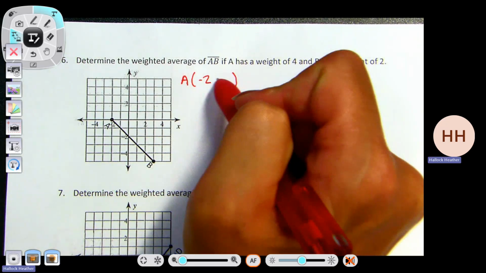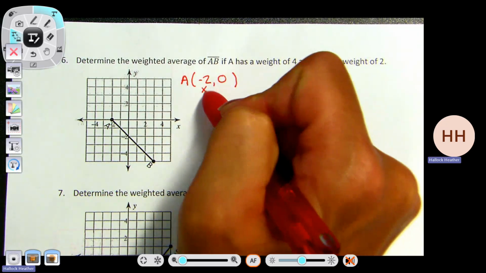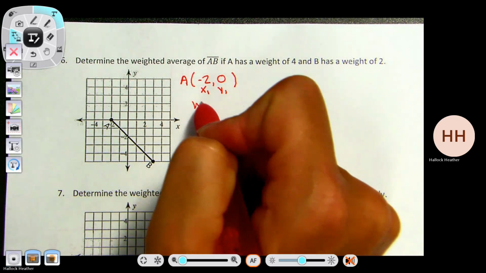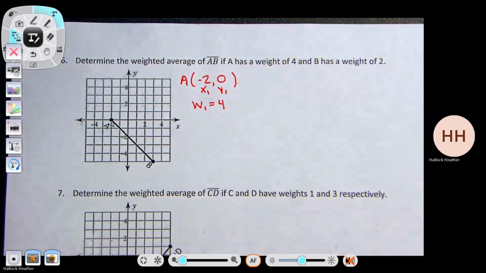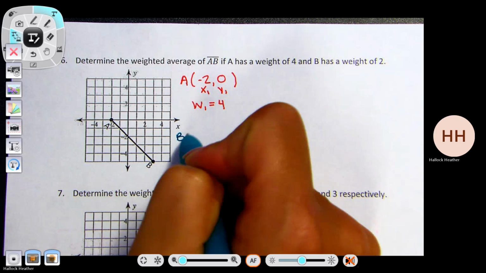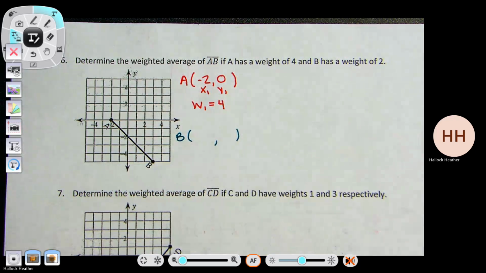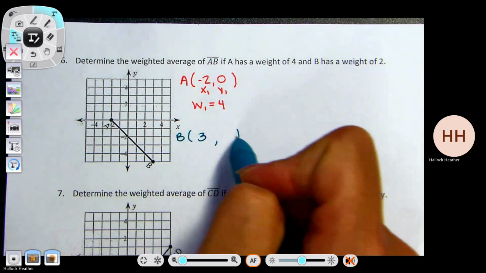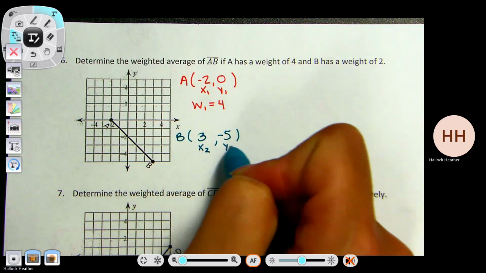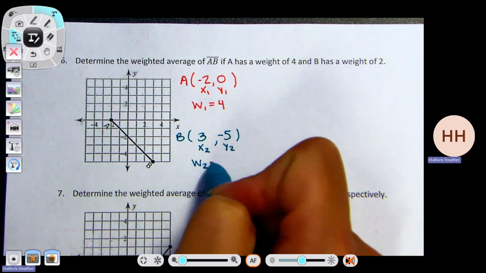Negative 2, 0. We're gonna call that X1 and Y1 because it's the first point I found. What is the weight for A? 4. And then let's find B. So where's B at on my graph? Good. So that's gonna be X2, Y2. And then what's the weight that goes with that?